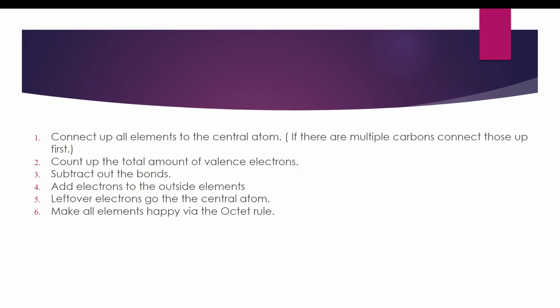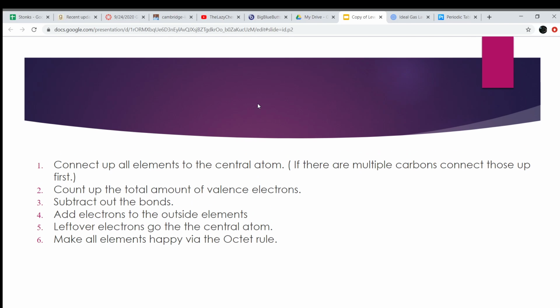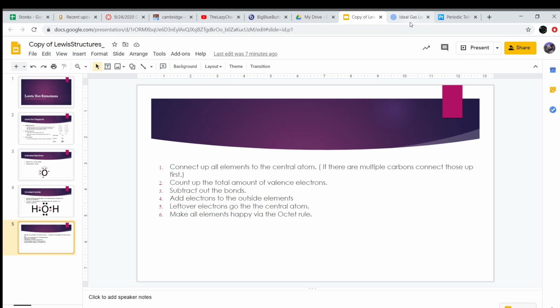If we still have any extra electrons, we'll go ahead and put those on the central atom, and then we'll make all the atoms happy. And remember, our happy atoms are going to be those that have 8, by double bonding and triple bonding to make all of the atoms happy. So let's go ahead and work with that one right here.